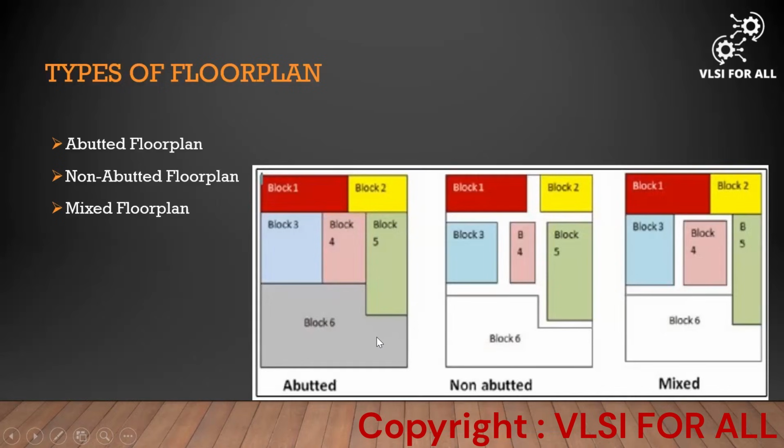And the next is types of floor plan. We can do floor plan in three different styles. One is abutted, another is non-abutted, and another one is mixed. In abutted, at the top level we have plenty of blocks. Let's say we have 6 blocks. If all 6 blocks are combined, with no space between any two blocks, it is called an abutted design. And non-abutted means we leave some channel space from block to block, every block to block. That is the non-abutted type of floor plan.